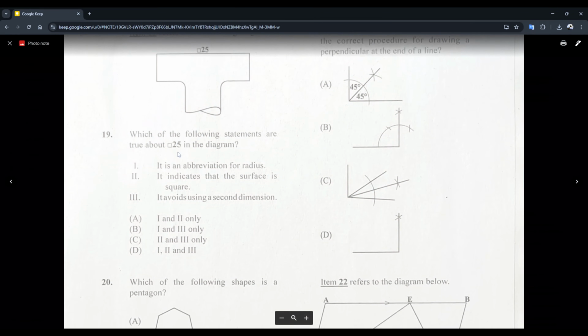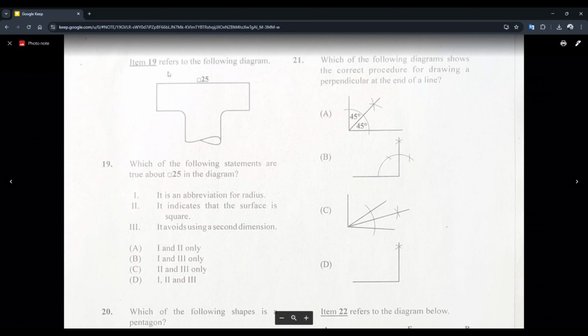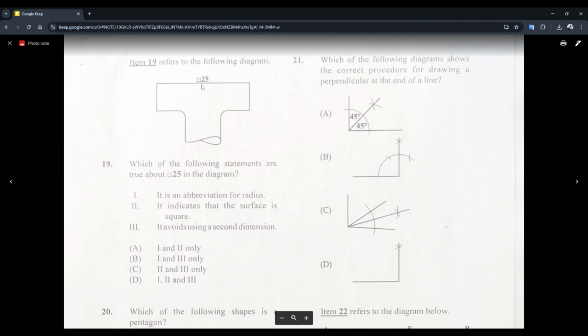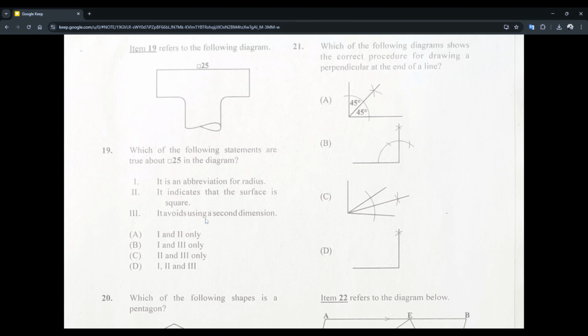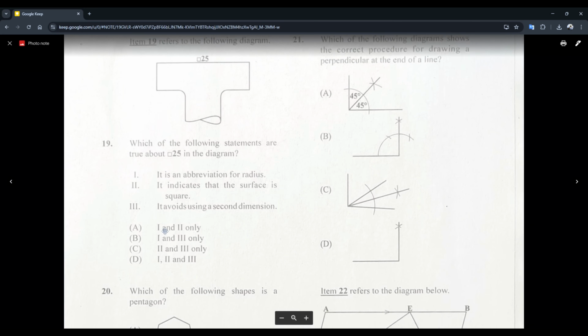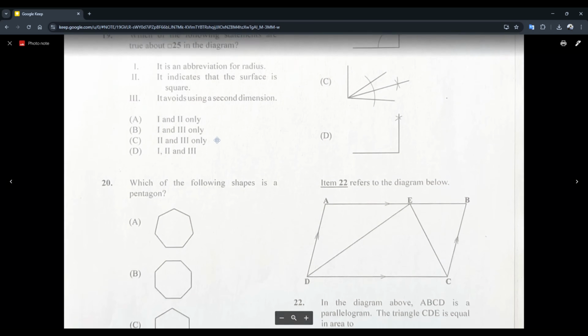Number 19, which of the following statements are true about this diagram? It is an abbreviation for radius. Nope. It indicates that the surface is square. Yes, hence the little square here. It avoids using a second dimension. True. So the answer is 2 and 3, so it's C.